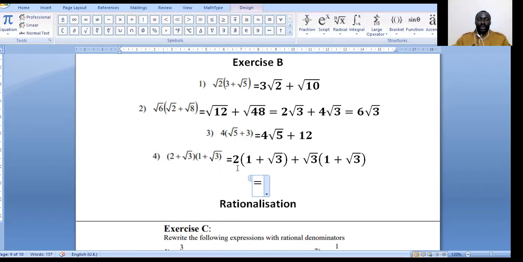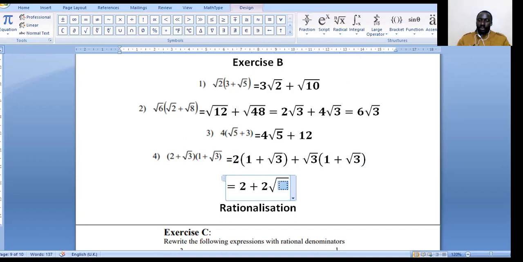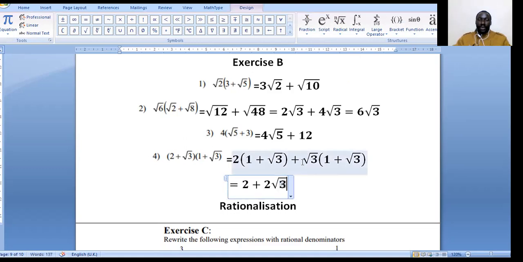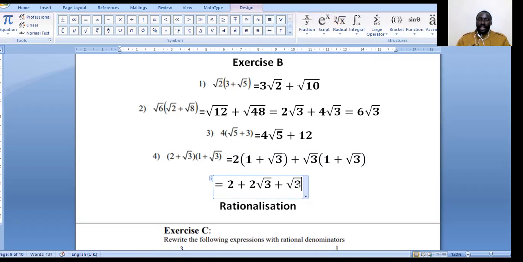So now we notice that 2 times 1 is 2. 2 times square root 3 remains what? Remains 2 square root 3. So that's what we have, 2 square root 3. Then now we have also this one, square root 3 times 1, which is what? Which is 1 square root 3. You can just write it as square root 3 without that 1 in front, like that. Then now the next thing is square root 3 times square root 3 is square root of 9, which is what? Which is 3.